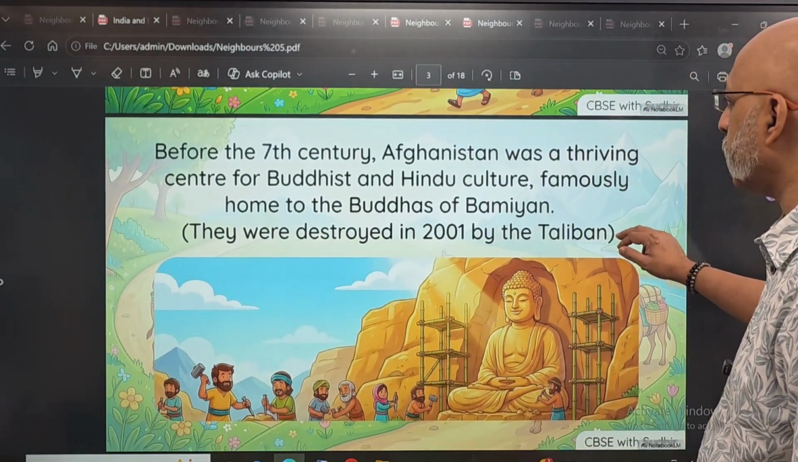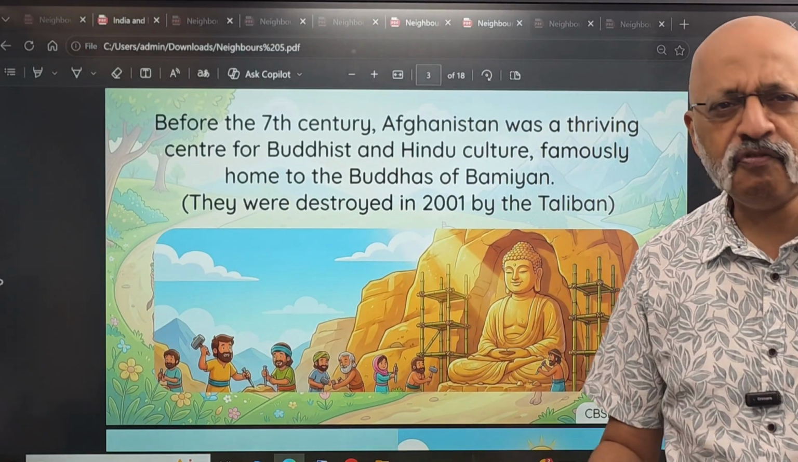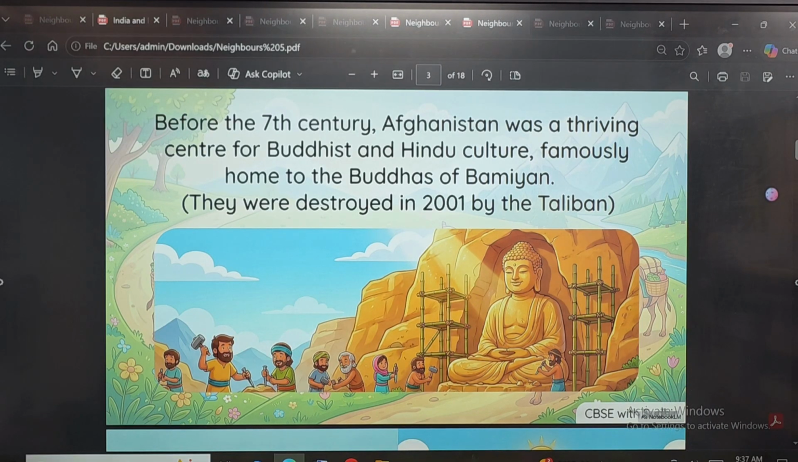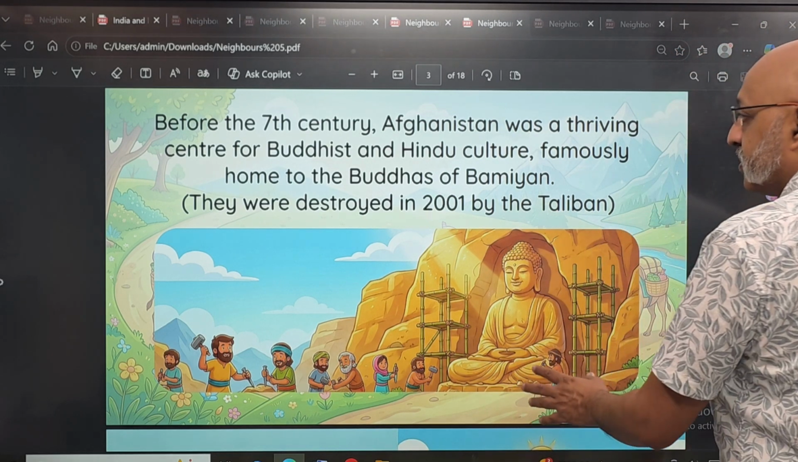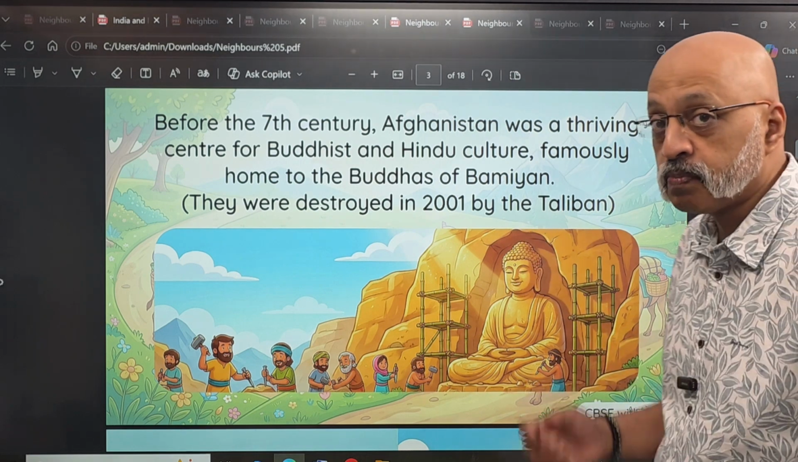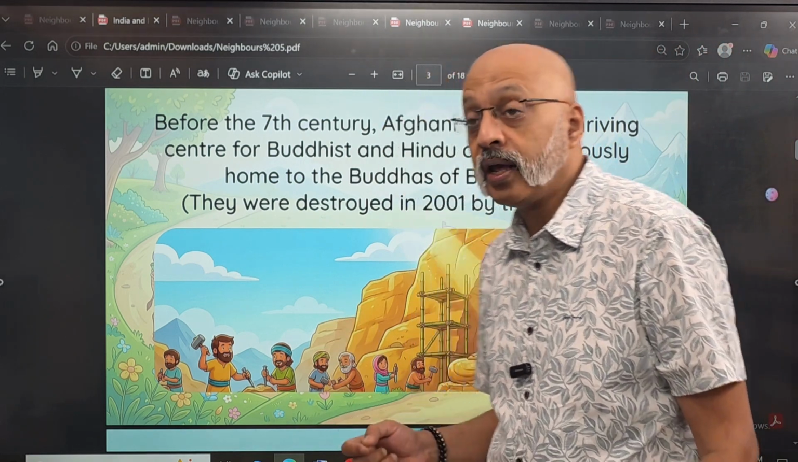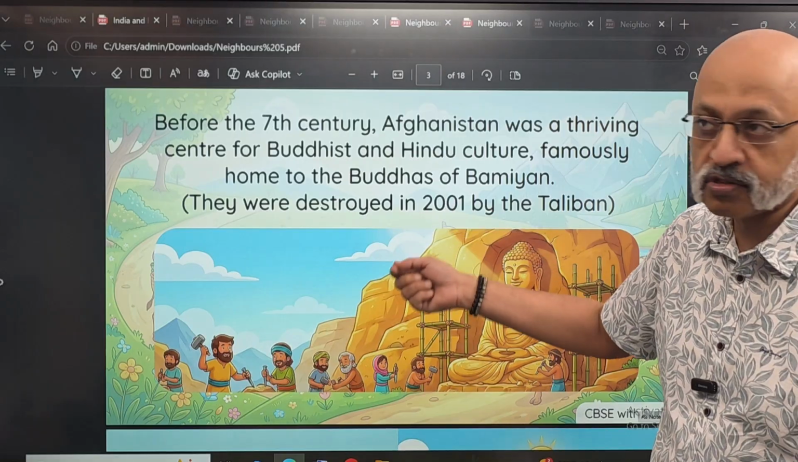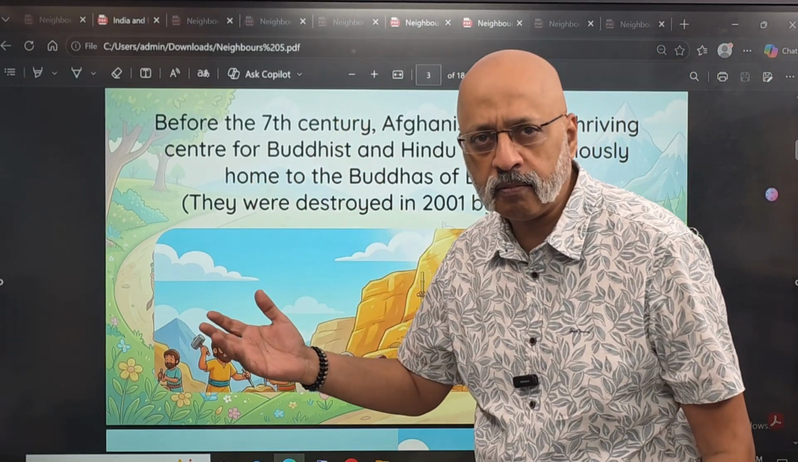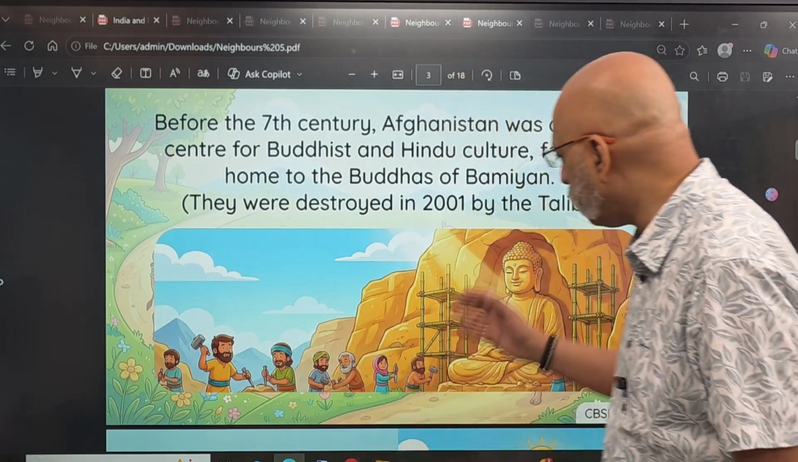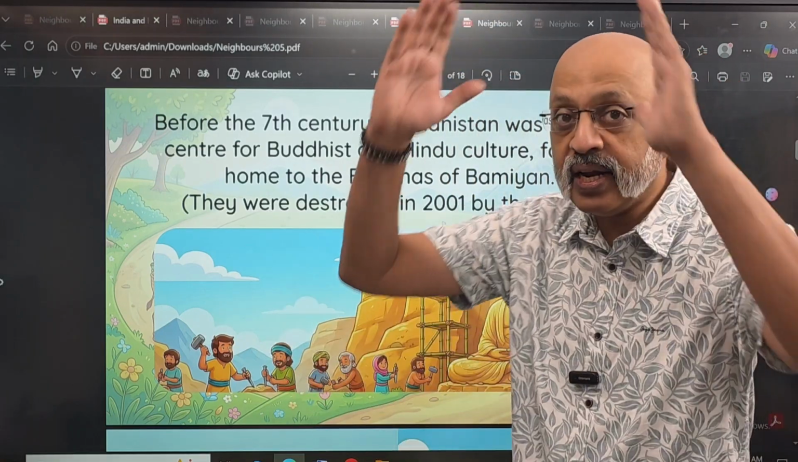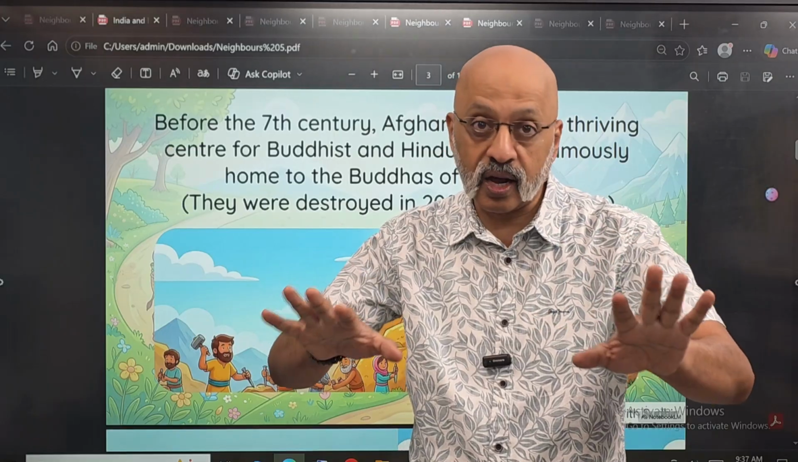Before the 7th century, Afghanistan was a thriving, a very busy center for Buddhist and Hindu culture, famously home to the Buddhas of Bamiyan, which is why I said there was Buddhist influence even in Afghanistan. Now these Buddha statues were destroyed by the Taliban in the year 2001. It was big news at that time, right? You weren't obviously born at that time. In 2001, many of these Buddha statues, which were made in caves, were all destroyed by the Taliban in Afghanistan.